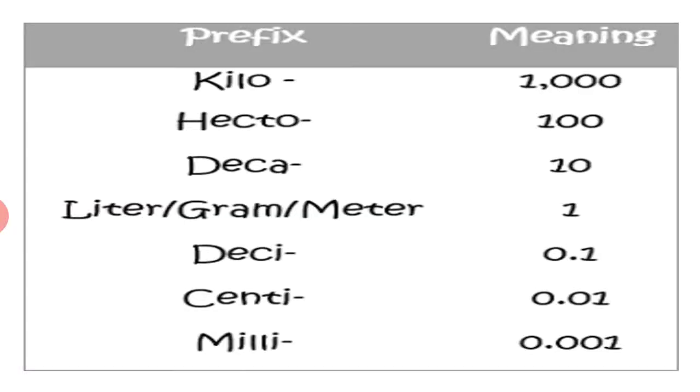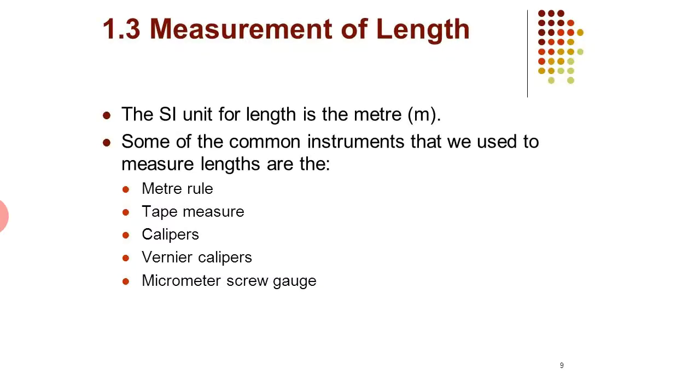Kilo means 1000, hecto is 100, deca is 10, liter, gram, meter means 1, deci means 0.1, centi is 0.01, and milli is 0.001. Measurement of length. The SI unit for length is the meter, denoted by m.